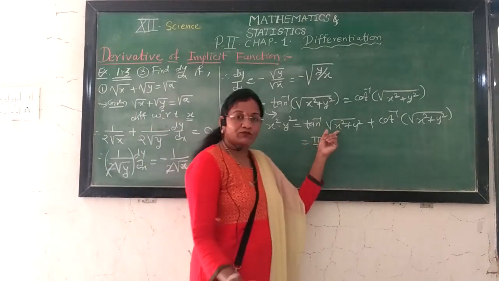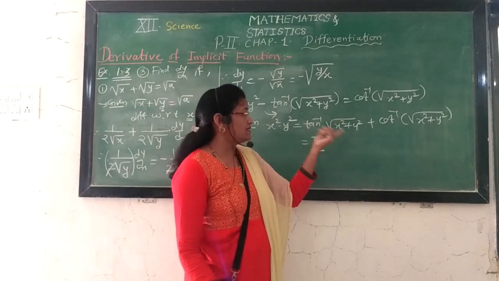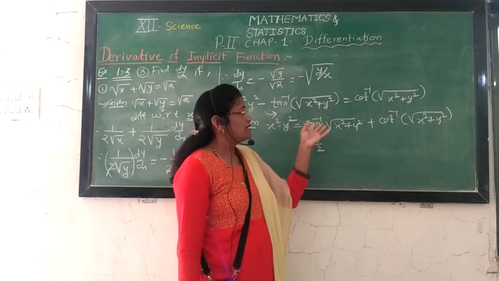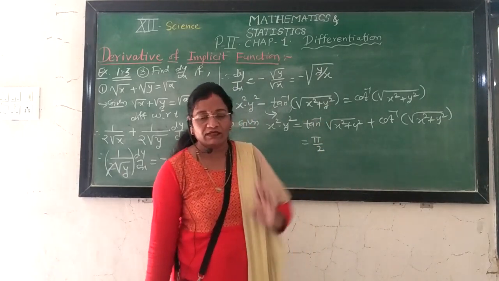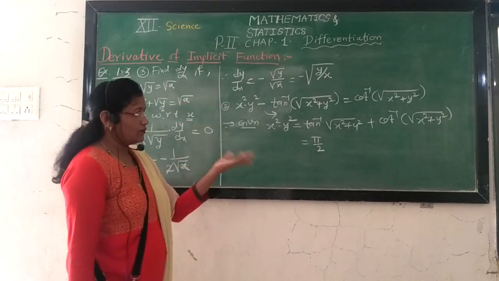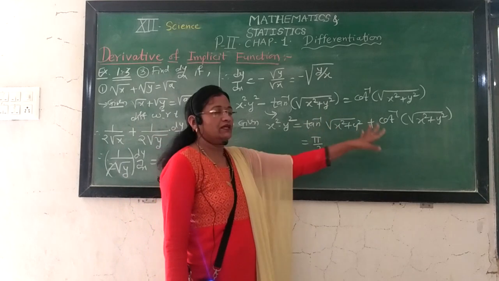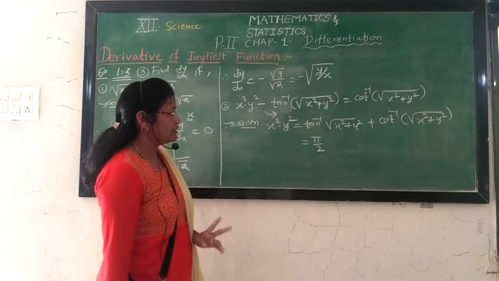Tan inverse of x plus cot inverse of x is equal to pi by 2 is included in the second exercise, example number 5: by using derivatives, prove that tan inverse of x plus cot inverse of x is equal to pi by 2. For this we take the derivative on both sides, and the derivatives of the two are negatives of each other, and therefore the value becomes 0.